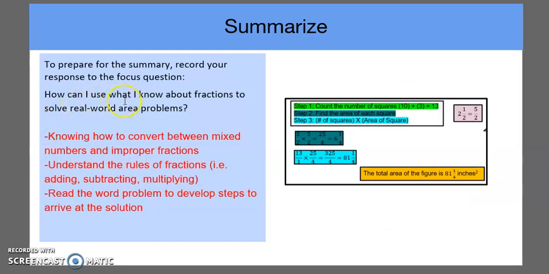How can I use what I know about fractions to solve real-world area problems? What we can do is, knowing how to convert between mixed numbers and improper fractions, understand the rules of fractions, for example, adding, subtracting, and multiplying. These are rules that will be very important and reinforced, especially in this lesson. And lastly, read the word problem to develop steps to arrive at the solution. Hope this was helpful, and have a great day.